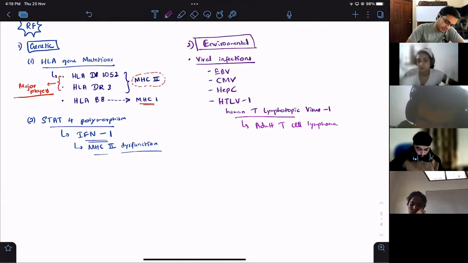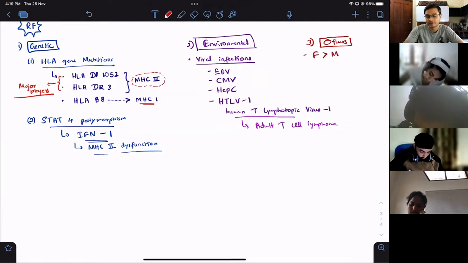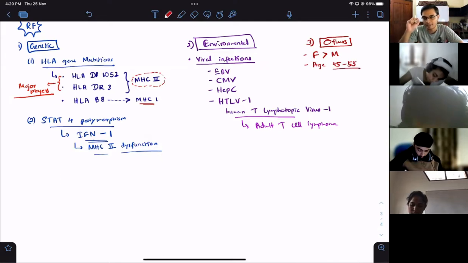And then you can put number 3, guys. You can say others, other risk factors. There are a few more. We have already discussed, especially, the female gender. Females are affected greater than males in this. So that is also a risk factor. Apart from that, when you look at the age group, it is usually during midlife, around 45 to 55. This is the peak age group. But just remember, it can occur in any age group.